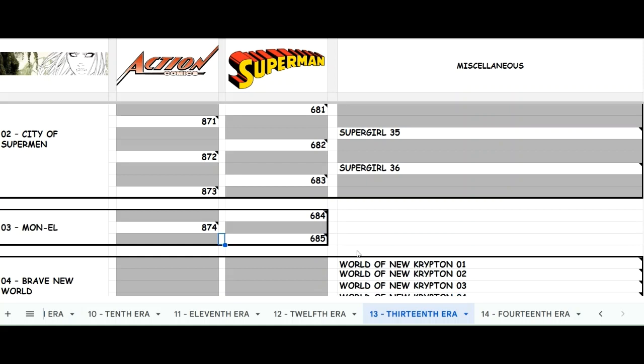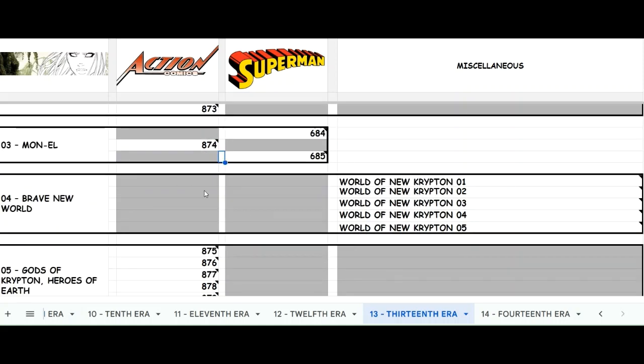After that is an arc that I call the Brave New World arc. Now, the Brave New World arc kind of highlights that there are actually going to be other mini-series or maxi-series getting released at this time that are tie-ins directly to the world of New Krypton and what's going on there. In this case, we've actually got the eponymous series, World of New Krypton, and I'd recommend reading the first 5 issues here.